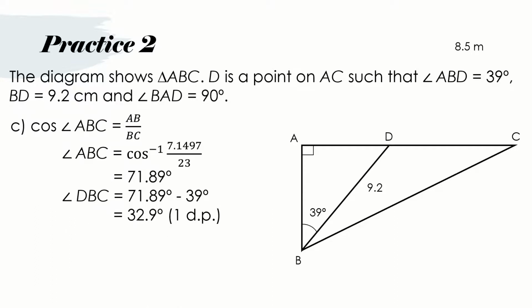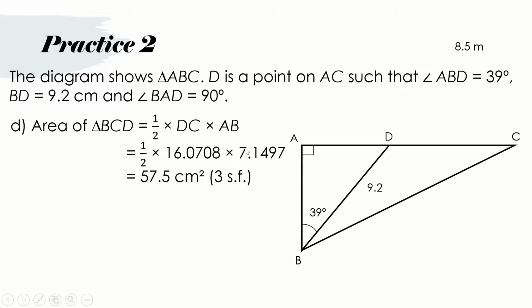Okay, next. Part C, cosine ABC will be equal to AB out of BC. So angle ABC will be 71.89 degrees. Once you know ABC, you can find angle DBC. You get 32.9 degrees, correct to 1 decimal place.